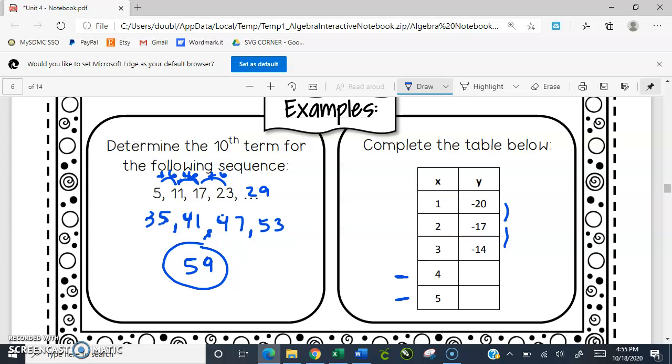All right, so negative 20 plus 3 gives us negative 17. Negative 17 plus 3 gives us negative 14. Negative 14 plus 3 gives us negative 11. So that's the 4th term right there. Now negative 11 plus 3 gives us negative 8. So those are the terms we're looking for.